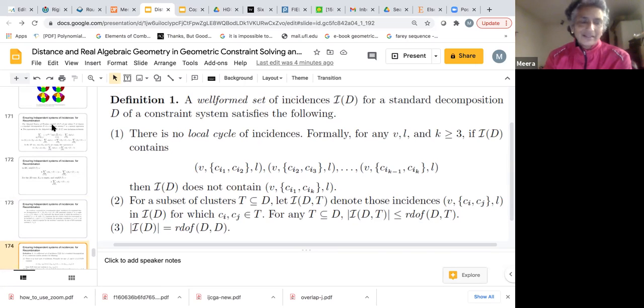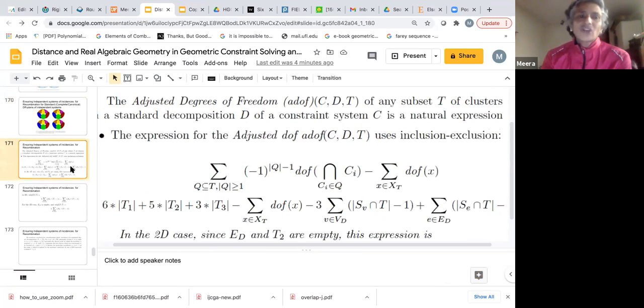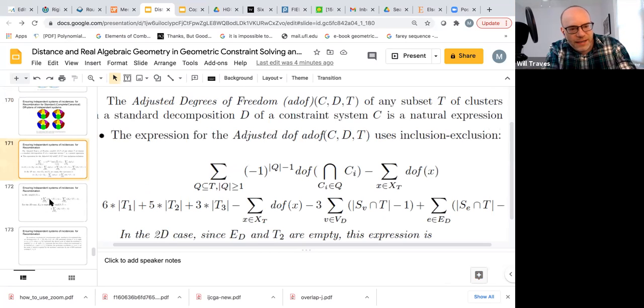Understood. So these are just distance constraint systems. We happen to have already solved portions of them, and we're trying to put them together. And when we do that, we're asserting some incidence constraints. I see. And these are what I would call expected degrees of freedom. Yes, these are expected.